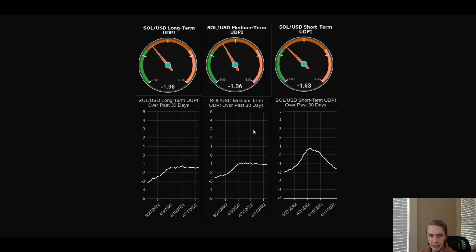Really, once we start getting up into these higher values is when I'd start to get really concerned in the more shorter term that any kind of short-term move to the upside might be running out of steam. We're not really quite at that level just yet.